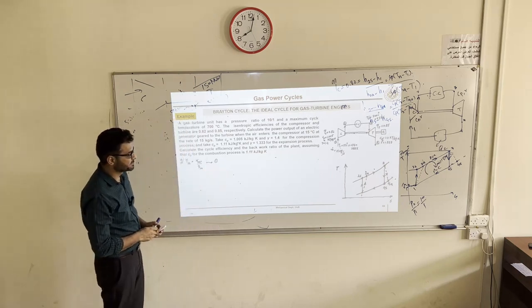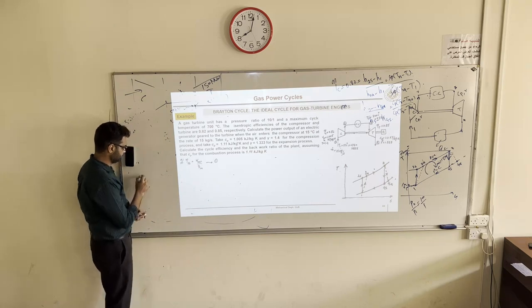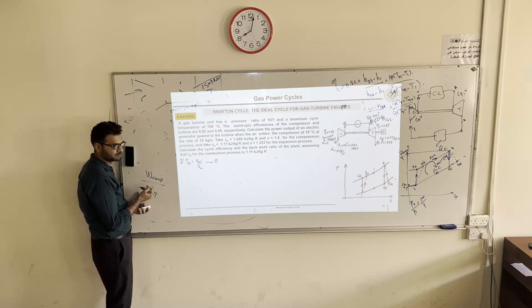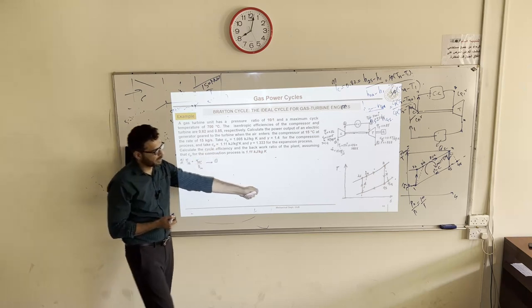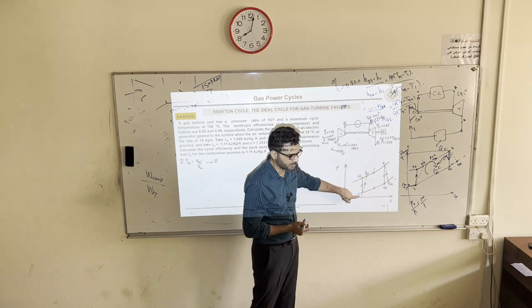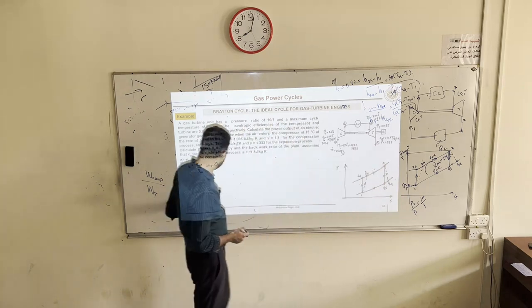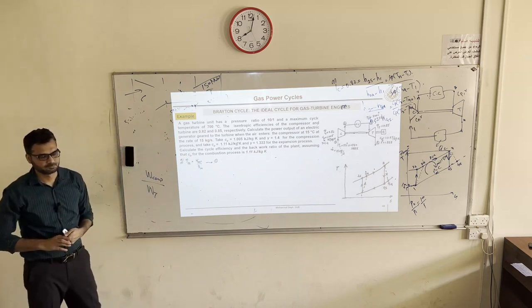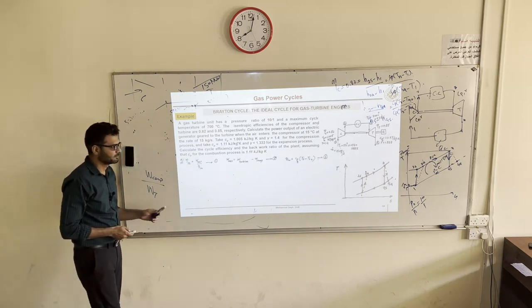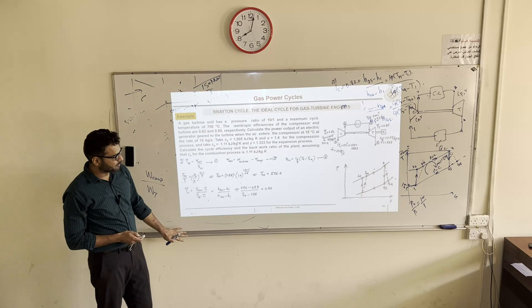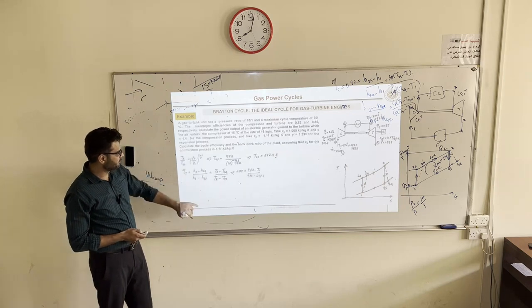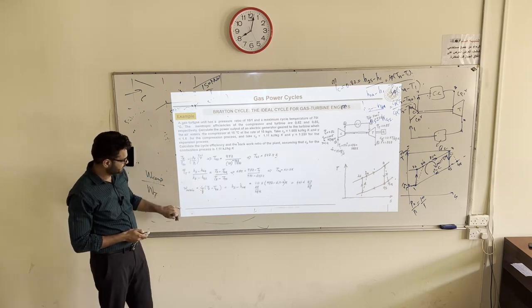Back work ratio is how we defined it. Work of compressor divided by, what is work of compressor? m dot Cp (T2 minus T1). Work of turbine, T3 minus T4. So it's very simple. So just quickly go through the solution. Now let's see the values.